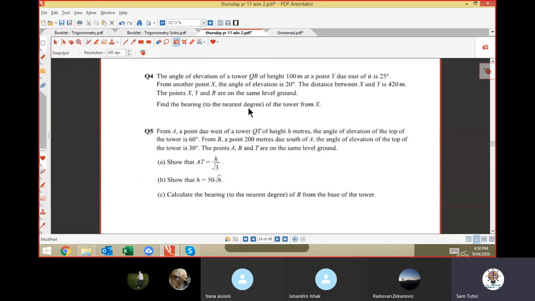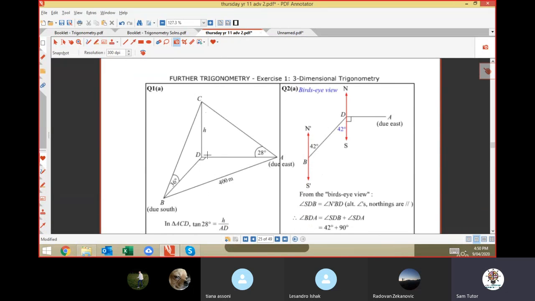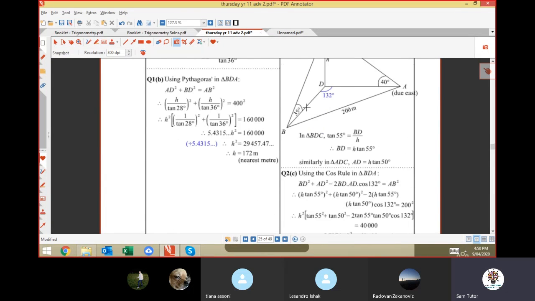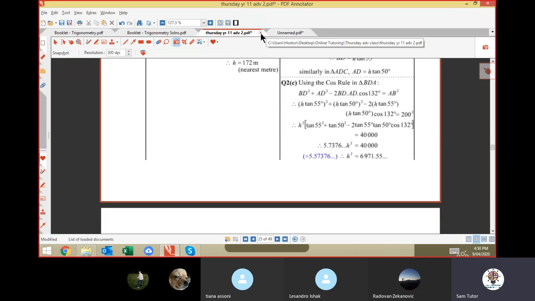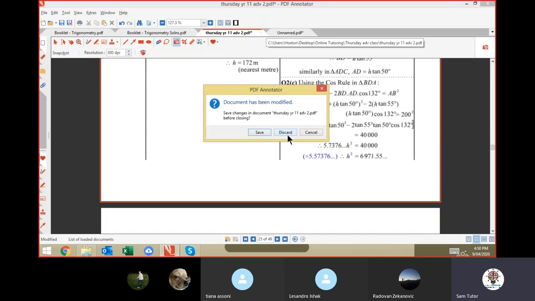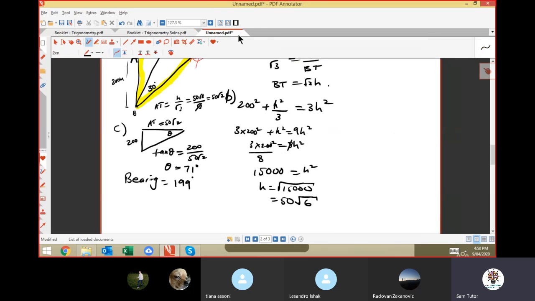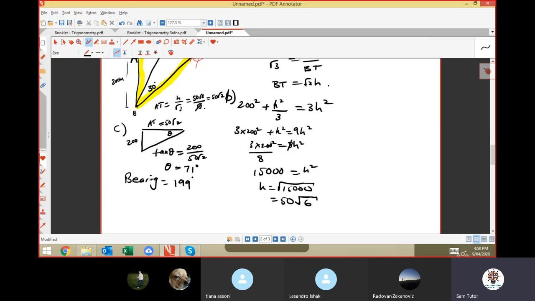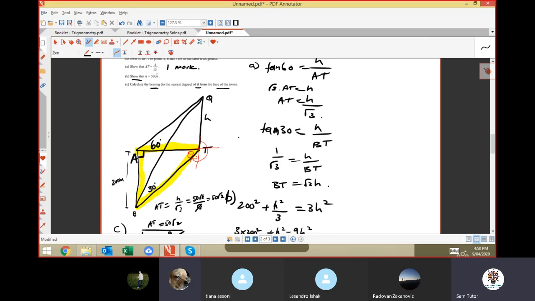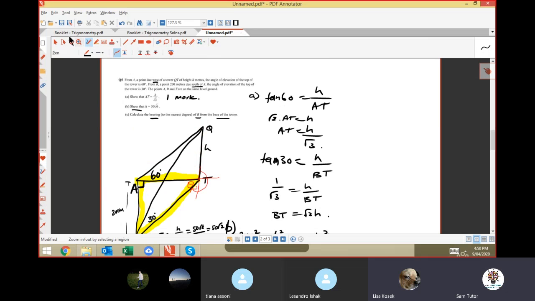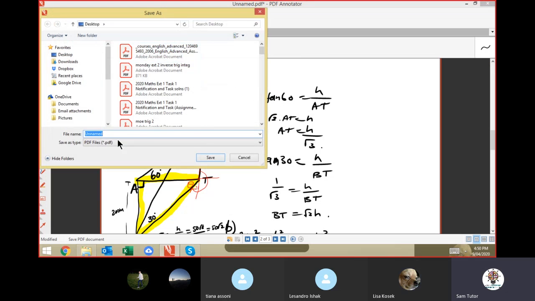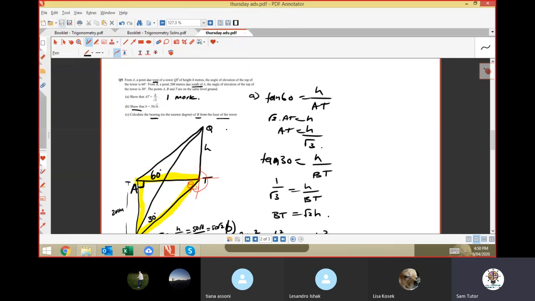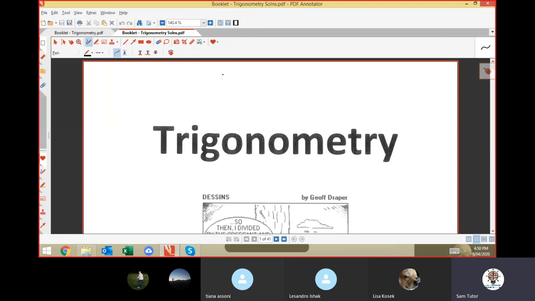Well, actually, I don't need to save. I've already sent you this booklet. So 3D trig, you can see them all. Okay, close this. That's already been sent to you guys. We've already done this. Does anyone actually want this one here? The one we're just writing? Yes, please. Okay. Save. Thursday. Advanced. Save. I'll send that across once we finish up.